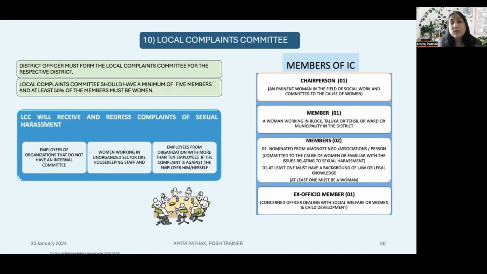And the reason why this complaint committee is there: the employees of organizations that do not have an internal committee, women who are working in an unorganized sector like a dwelling and housekeeping, and if the complaint is against the employer itself. In these cases, a woman can raise a complaint to the local complaint committee.